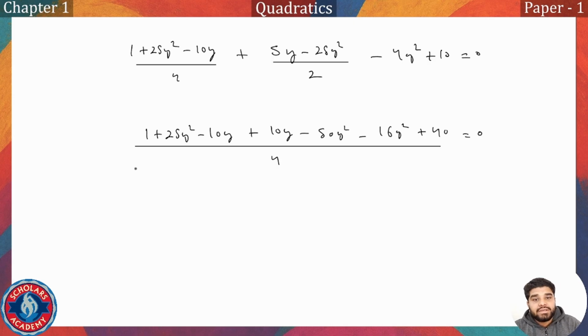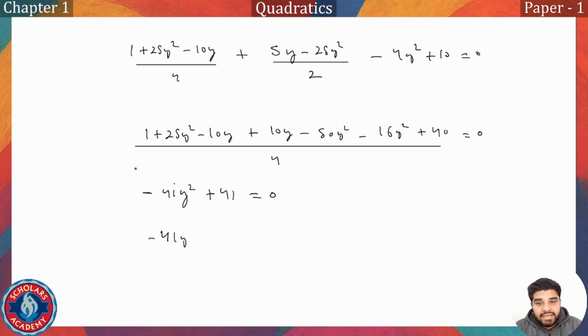So if we add these, we get negative 25 from here, adding 25 and negative 50 and negative 16. That gives us negative 41 y square, right? Because we get 25 from here plus 16, that is 41. So negative 41 y square, and the y's get cancelled out, so no y's, and plus 41 is equal to 0.